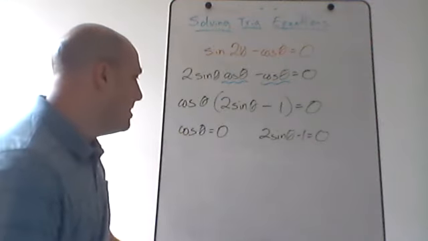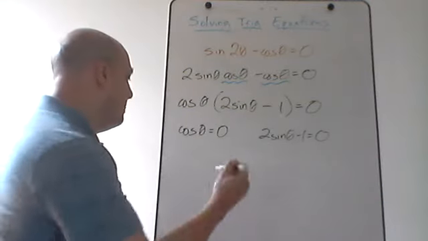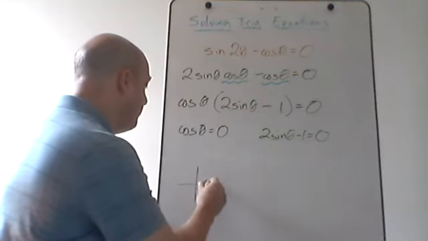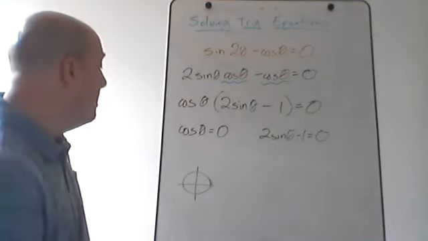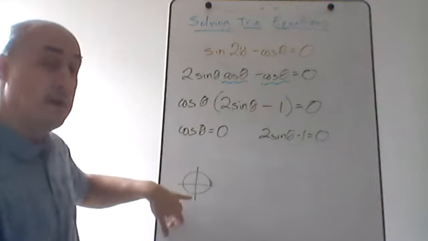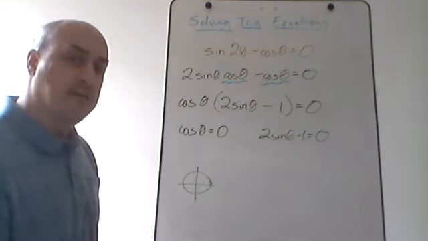All right, cosine of theta equals 0. So where does cosine equal 0? I don't know. Let's think about it. Well, I do know, I'm just not saying it. All right, so cosine theta equals 0. Remember, I'm talking about the unit circle. Cosine is my x coordinate.